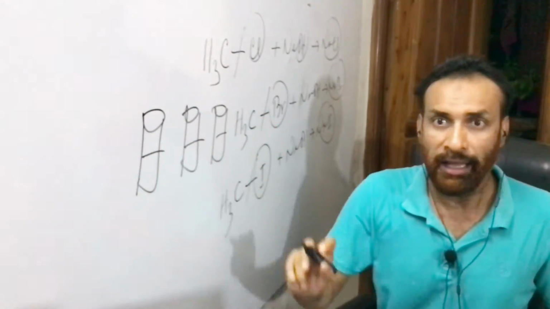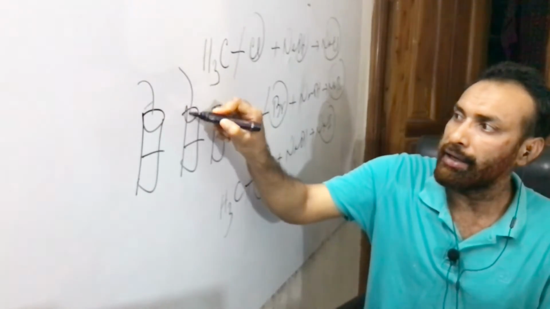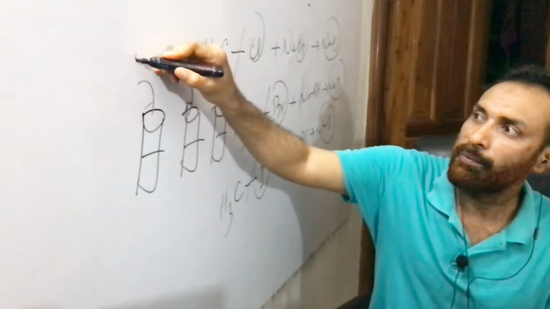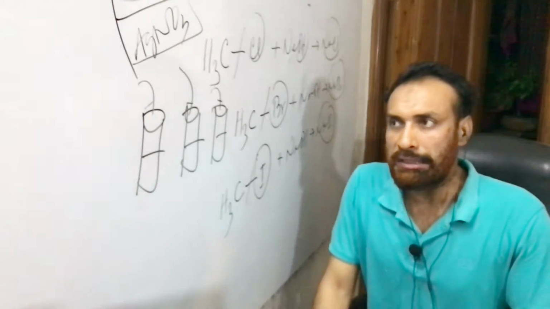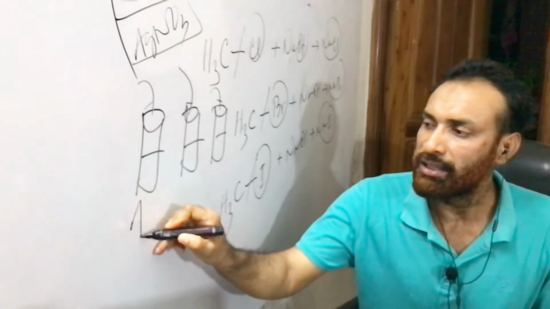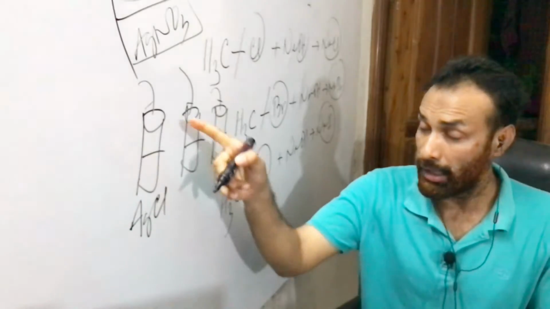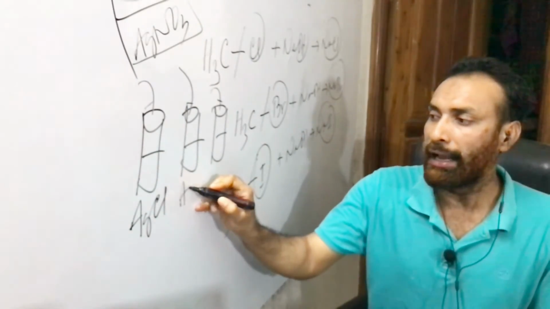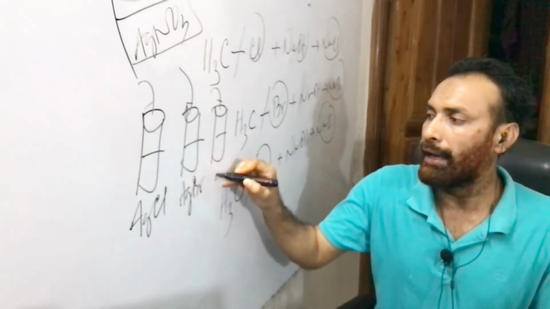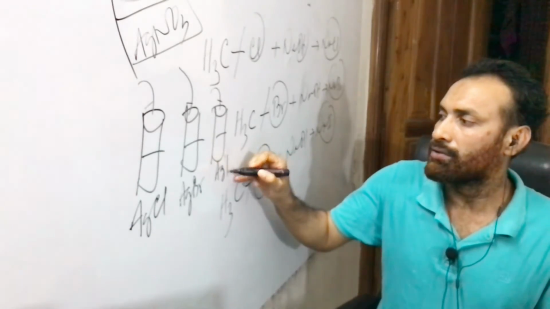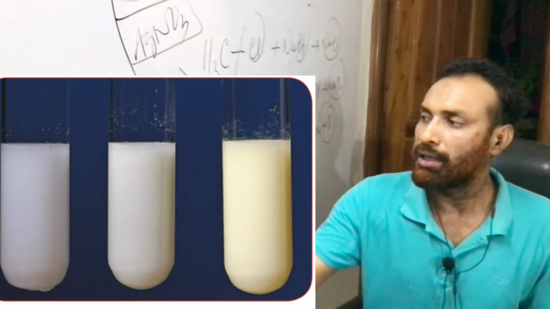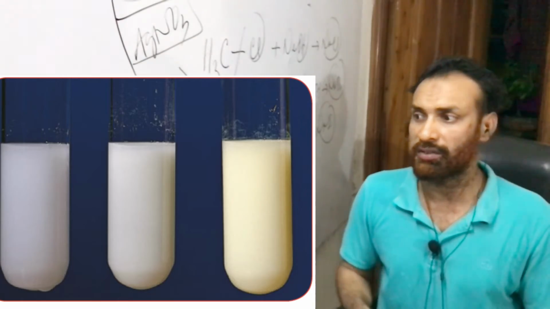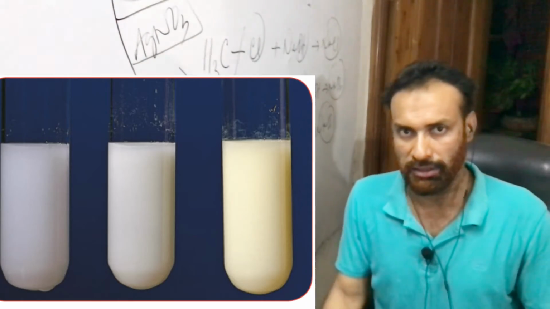This time again take them in separate test tubes. They are acidified halide ions, and now you add silver nitrate to the solutions. You will get silver chloride if it contains chloride ions, here silver bromide, and lastly silver iodide. They are all precipitates and they have different colors. The first is white, then pale yellow, and this is yellow.